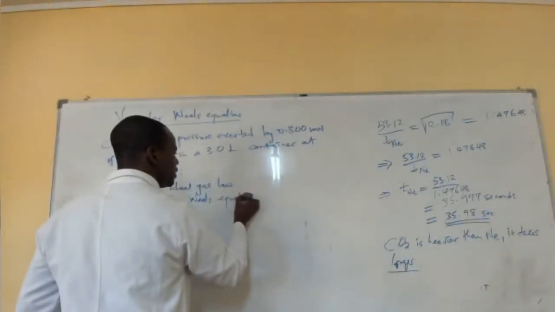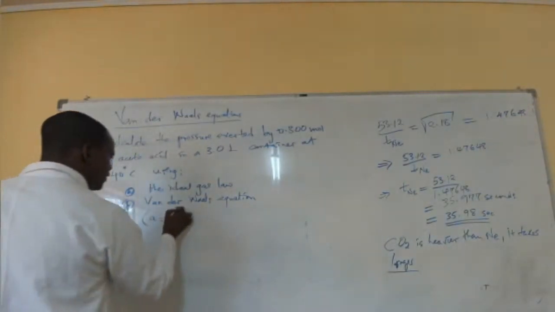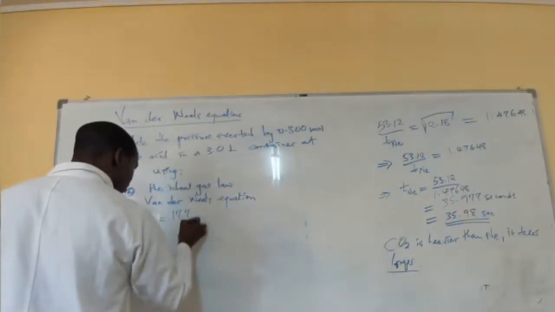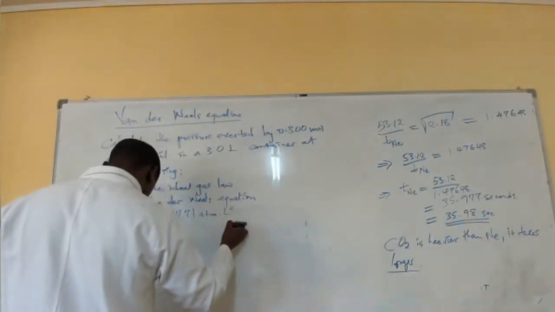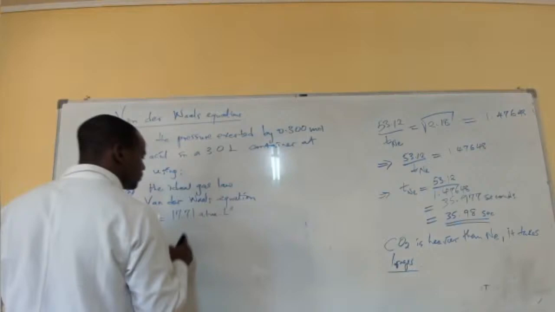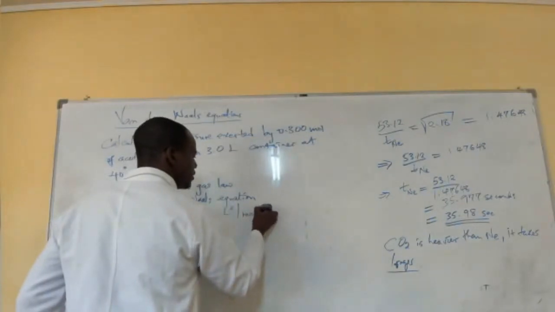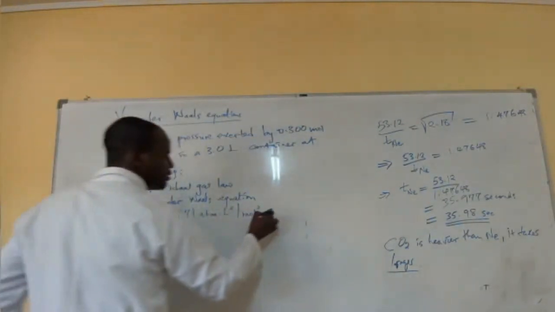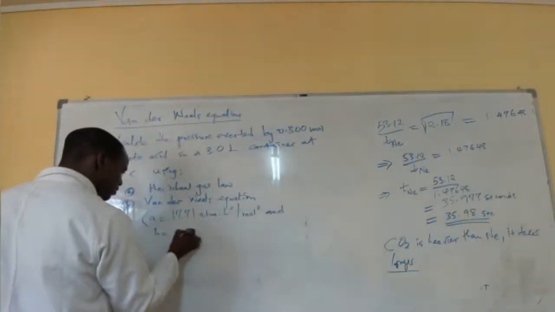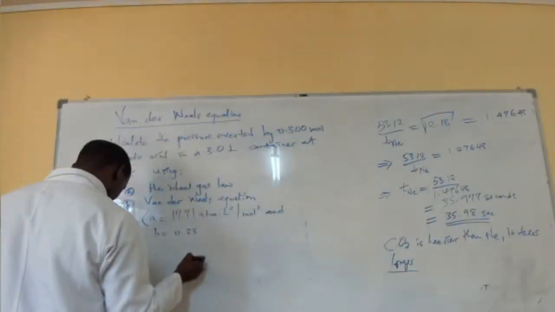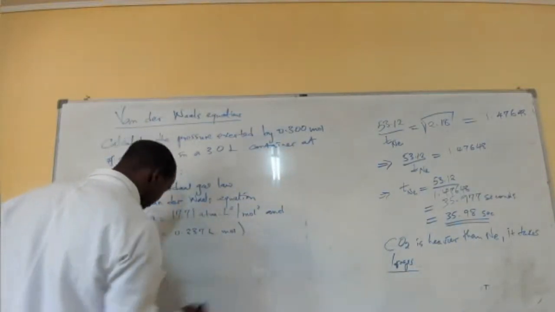Now, using the van der Waals equation, we are given a to be equal to 17.71 atmospheres liter squared per mole squared. And b is equal to 0.237 liters per mole. Okay?